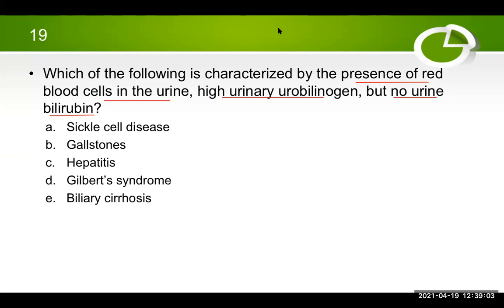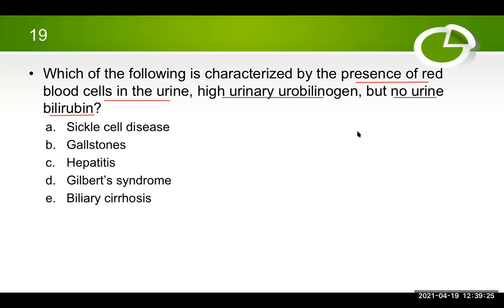Now let me clarify this for you. Okay. Now tell me, urobilinogen is formed where? Where is the place for synthesis of urobilinogen first? It is synthesized in our intestine, sir. Very good, intestine, in the GI tract.